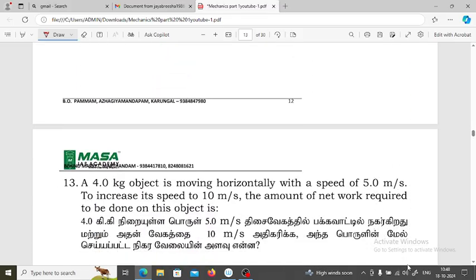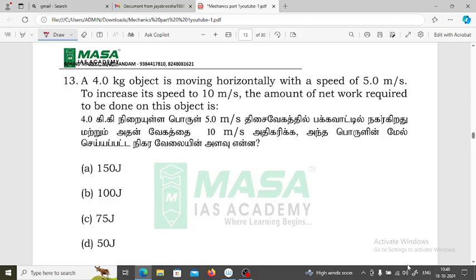Question number 13. A 4 kg object is moving horizontally with a speed of 5 meter per second. To increase its speed to 10 meter per second, the amount of net work required to be done on this object is.